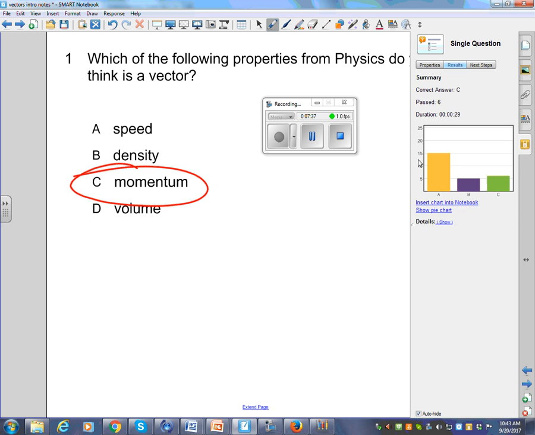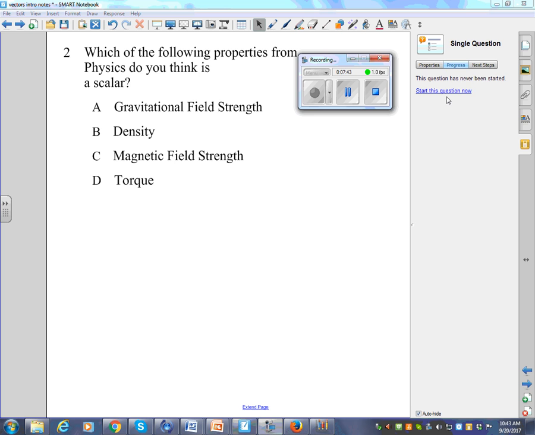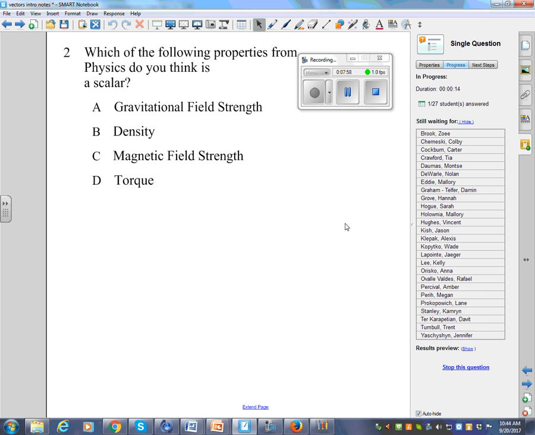And again, not a big deal if you didn't get it right. Okay, so here's a chance to redeem yourself. Which of the following do you think is a scalar? And remembering that scalars have no direction associated with them. Scalars have no direction. Kind of like my life at times.